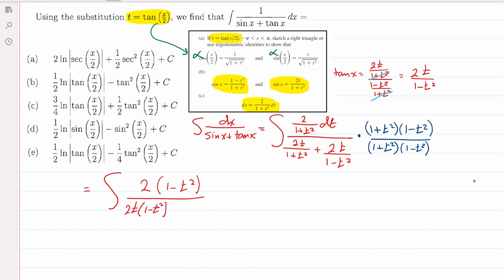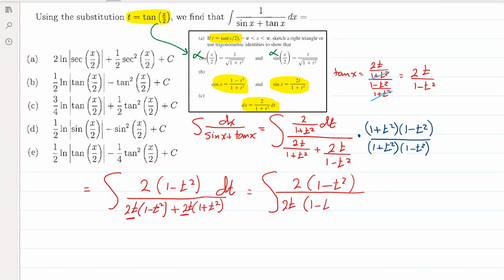Okay, plus 2t times 1 minus t square multiplied by this one, you will get what? 2t times 1 plus t square dt, of course. This one, if you want to simplify it, you will get 2 over 1 minus t square. Now you can take 2t from both sides as a common factor. So you will have 1 minus t square plus 1 plus t square.